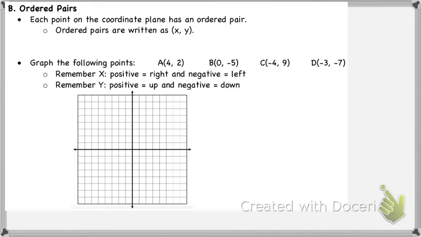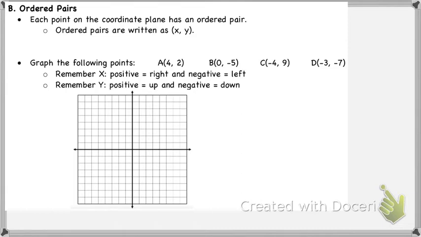Okay? So, graph the following points. A, 4, 2. B, 0, -5. C, -4, 9. And D, -3, -7. I want you guys to try plotting them on this graph. When you have it or have questions, raise your hand.